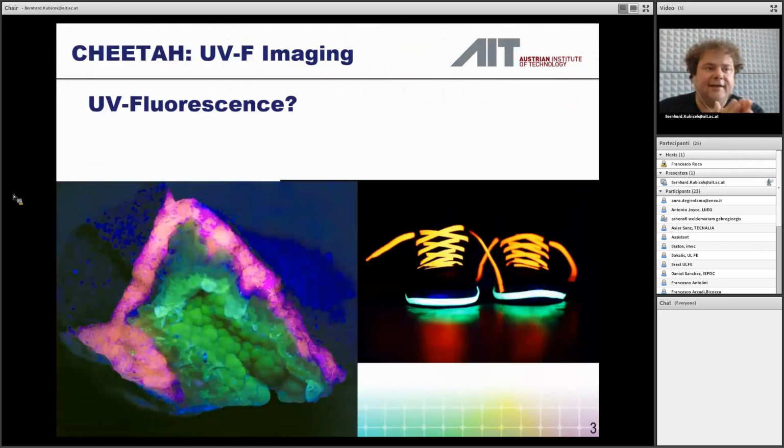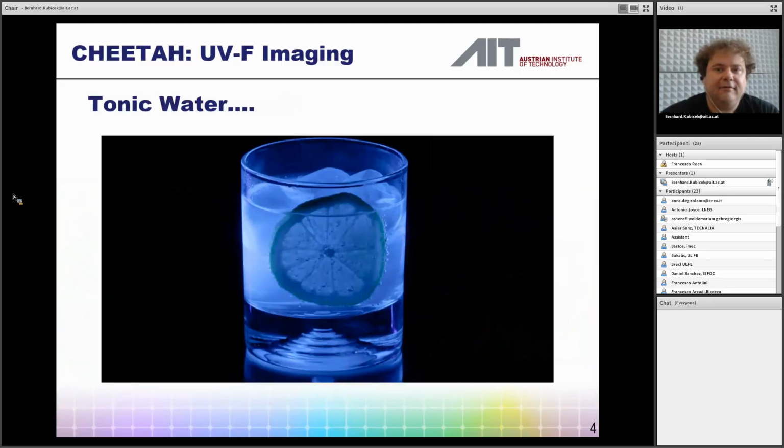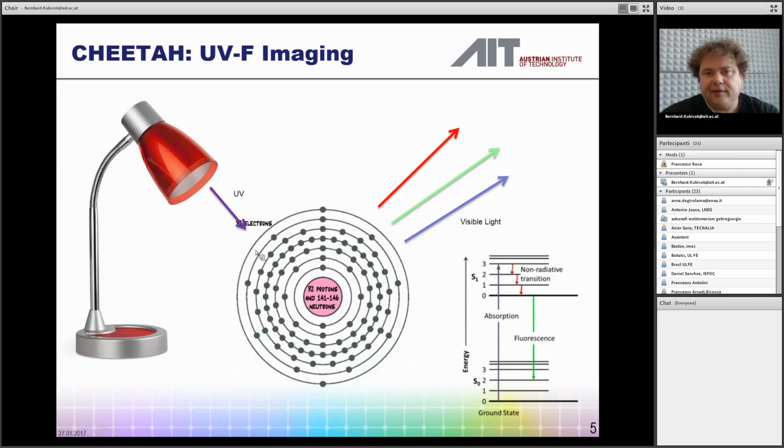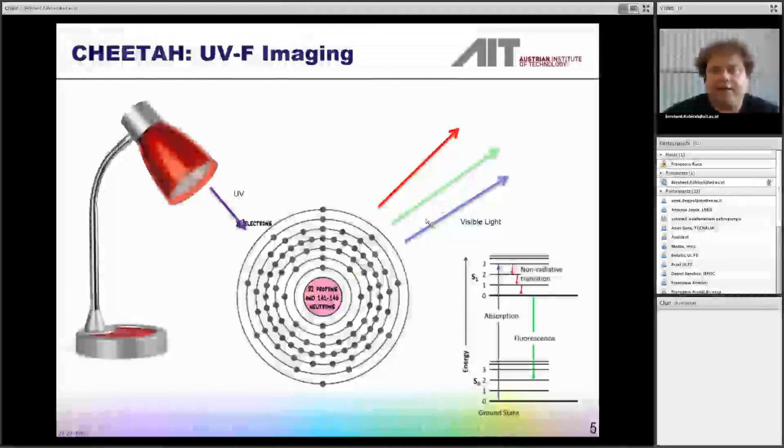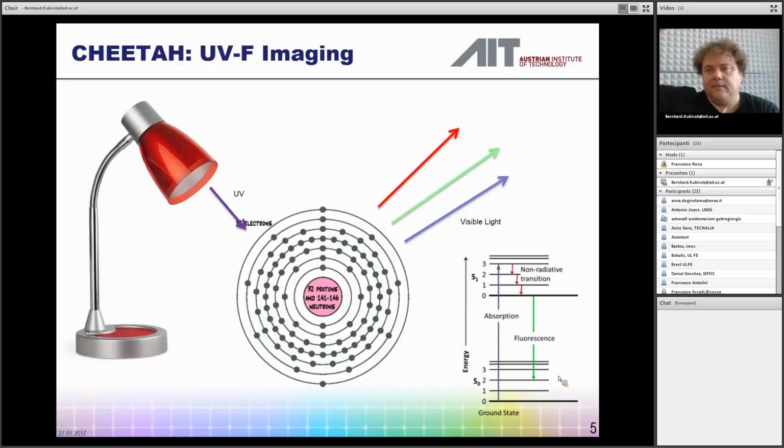So let's really get into it. The UV fluorescence, probably you know it from things like looking at fancy minerals or discotheques where you have the UV light, or of course our all popular drink, tonic water. What's going on there is that basically UV light comes, typically UV light, and kicks off some electrons to an excited state, and they then fall down from excited states towards the ground state and emit a photon.